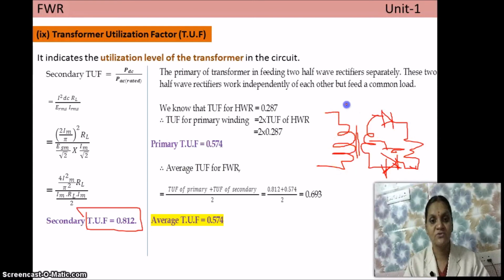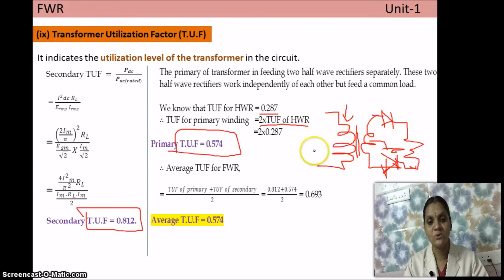So when you consider the TUF with respect to the primary winding, we can say the primary winding is feeding two half wave rectifiers separately. You know the TUF for a half wave rectifier, that is 0.287. So just multiply that value by 2, and you will get the TUF for the primary winding. So the TUF becomes 0.572.